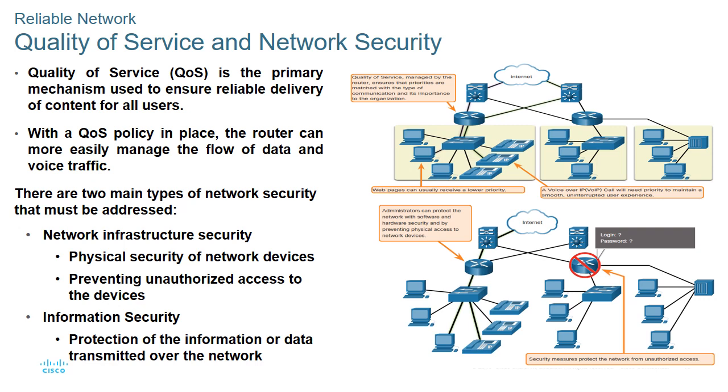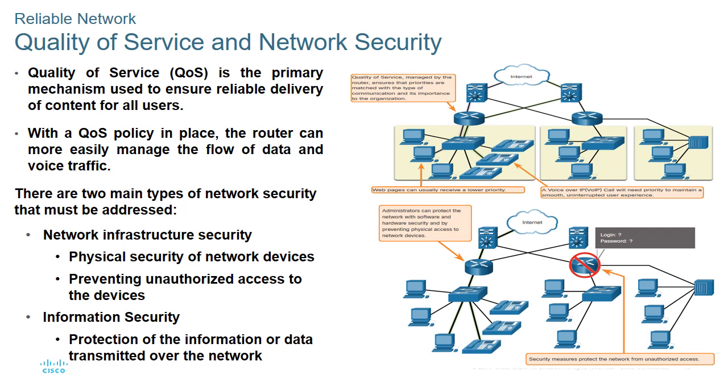Quality of service and network security. Quality of service is a parameter which is used to ensure the reliable delivery of the content for all users. How is the network performing, whether the network is providing the quality of service to the users or not? So this QoS is a primary mechanism which is used to ensure the reliable delivery of the contents for all the users, whether the network is providing the services on time or not. This is ensured by using QoS, quality of service.